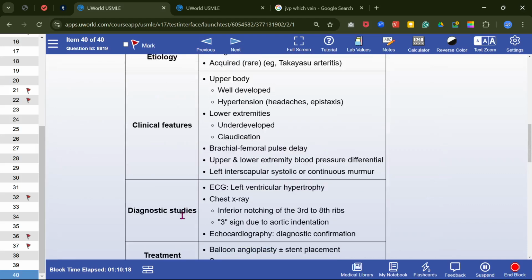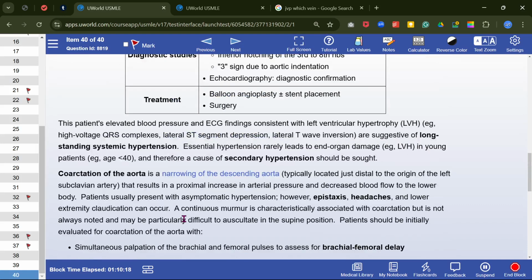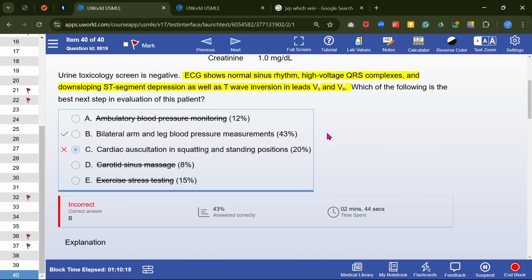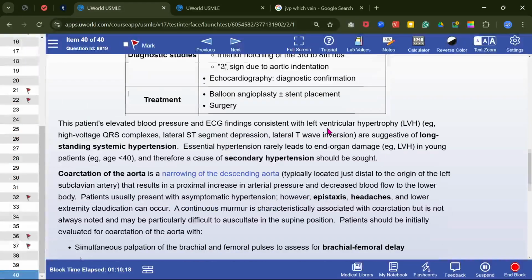Okay, it's coarctation of the aorta. These patients have elevated blood pressure and ECG findings consistent with left ventricular hypertrophy: high voltage QRS complex, lateral ST segment depression and lateral T inversion. These are suggestive of long-standing hypertension.